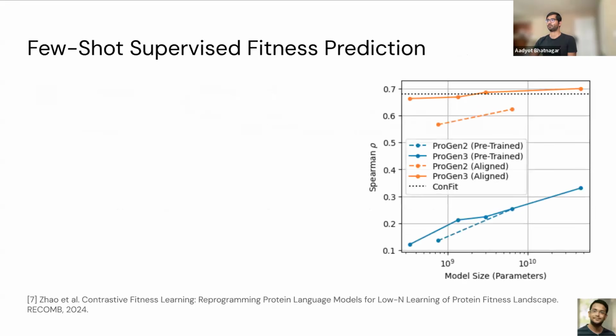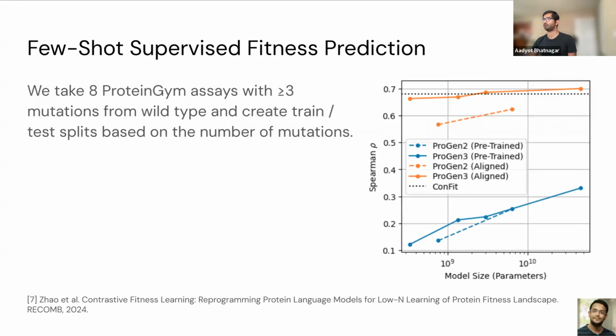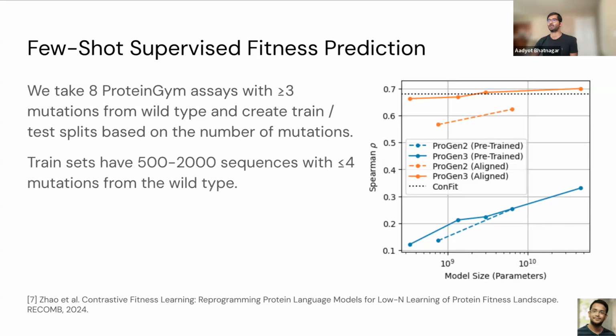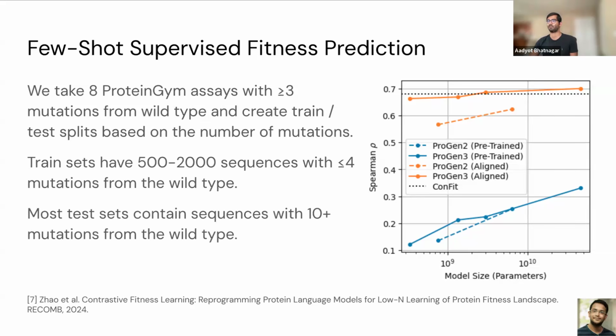Okay, so the first thing we use this for is few-shot supervised prediction. Here we take 8 ProteinGym assays that have at least 3 mutations from the wild type, and we create train test splits based on the number of mutations. Typically we'll be training on, for example, all of the single mutants, and then evaluating on all of the multi-mutation proteins. The train sets generally have 500 to 2,000 sequences with at most 4 mutations from the wild type. And most of the test sets actually contain sequences with 10 or more mutations from the wild type.